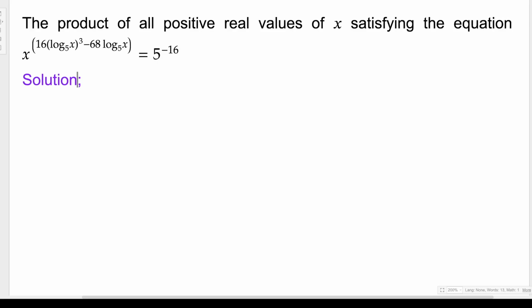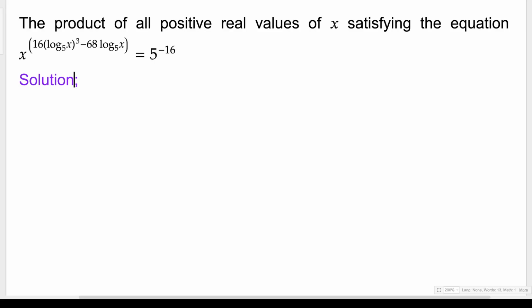So consider this given problem statement. It states that the product of all positive real values of x satisfying the equation, that is x to the power 16 times (log x base 5) cubed, minus 68 times log x base 5, is equal to 5 to the power minus 16. Let me just note down this given equation.